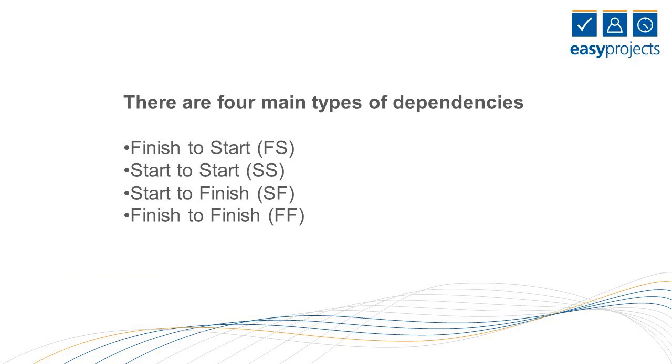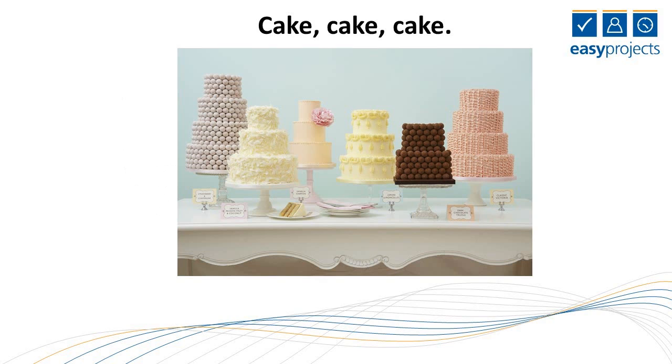There are four main types of dependencies: finish to start, start to start, start to finish, and finish to finish. Let's take a look at all of these in turn. I want to use one of my favorite examples, which is the cake shop example. Who doesn't like cake, right?